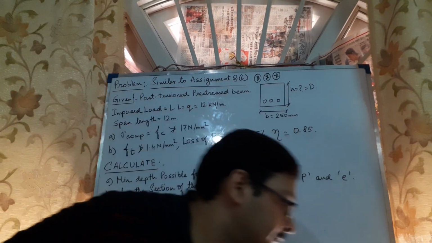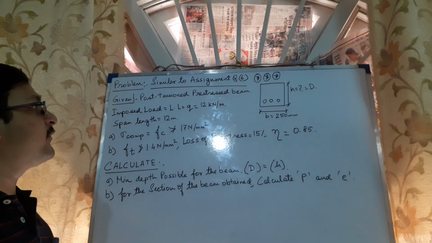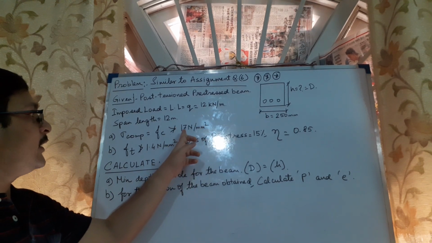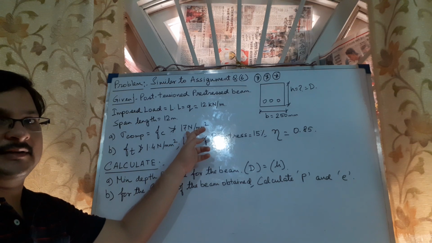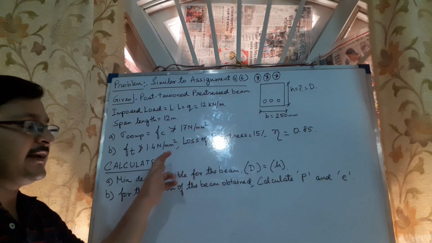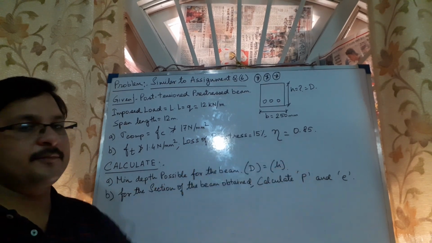Let's start with the problem. So this is the question. We have imposed load 12 kN per meter. We have span length of 12 meter. At no condition should the stresses in the compression zone be more than 17 and the tension should not be more than 1.4, and eta is given 0.85.